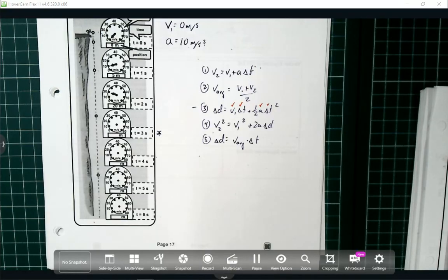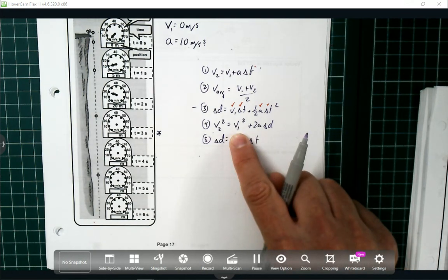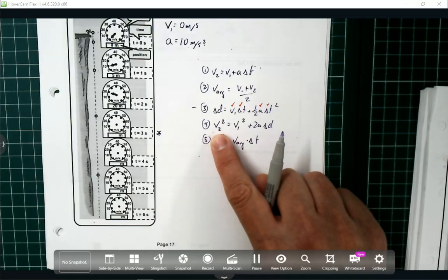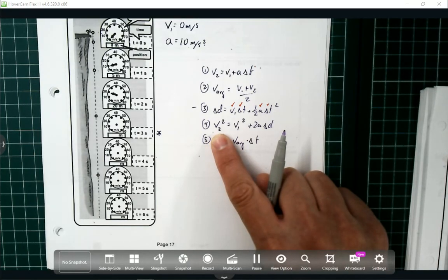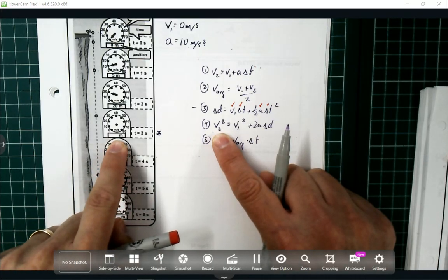Plug it in. People say, well, could there be a situation where I'd use equation 4? Well, what would be the case? Equation 4, I know displacement, I know acceleration, I know V1, but do I know V2? I don't know V2 at 3 seconds. But as soon as I say that, I think, oh, wait, I bet you this guy's going to ask me what the velocity is at that point.